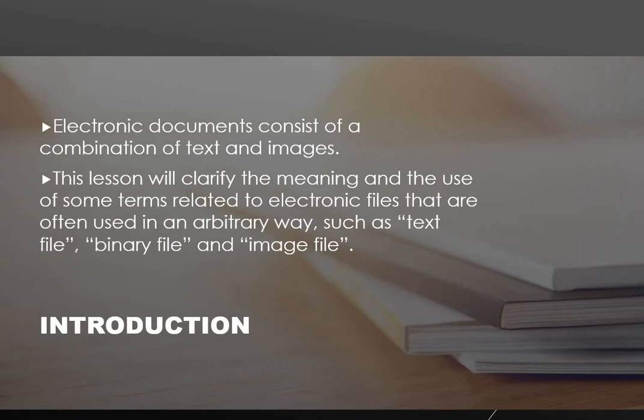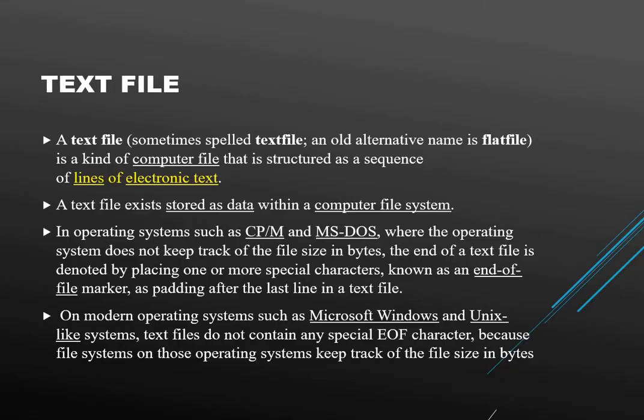Electronic documents consist of a combination of text and images, and in this chapter you will learn about the different types of files: text files, binary files, and image files. Although we can say that all files are known as binary files, however, digital formats are broadly categorized into two types only, the text file and binary files. Let us see the first one, that is a text file.